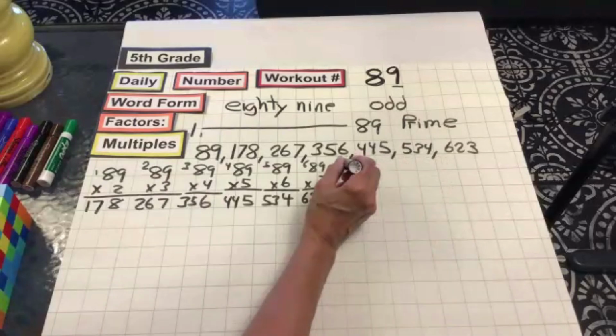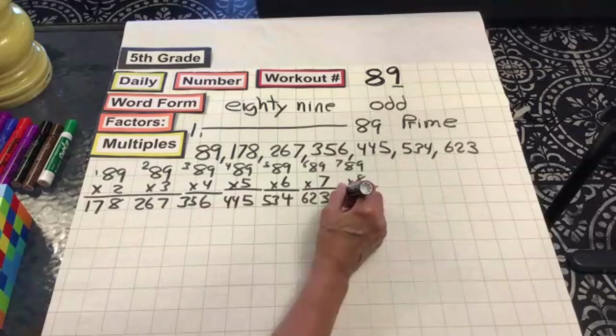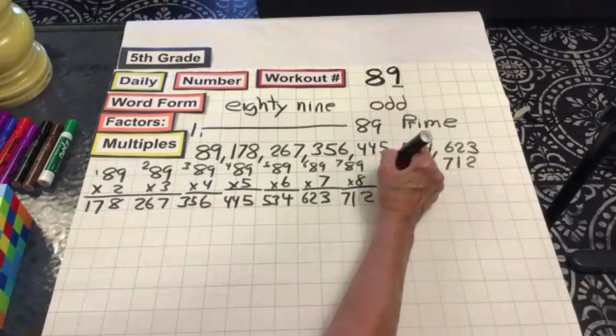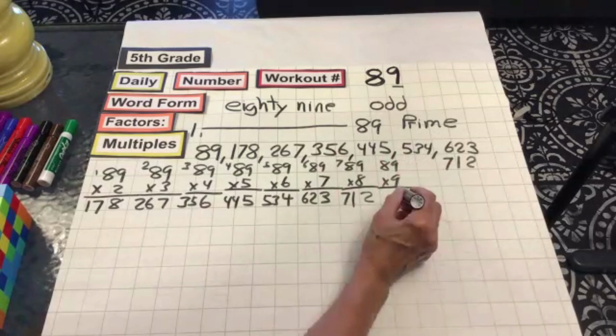Drop the 2, carry the 7. 8 times 8 is 64, plus 7 would be 71. 712. 9 89s. 9 times 9 is 81.